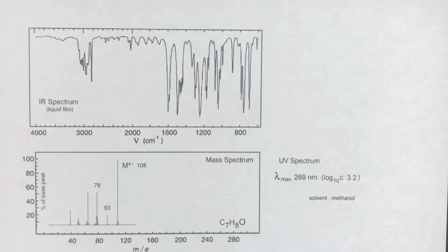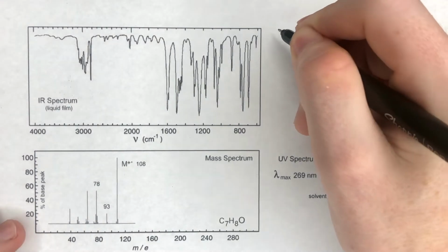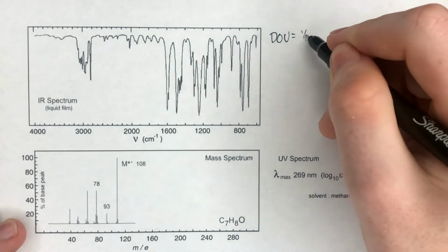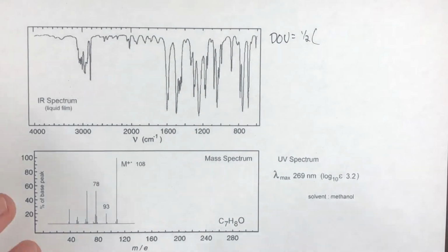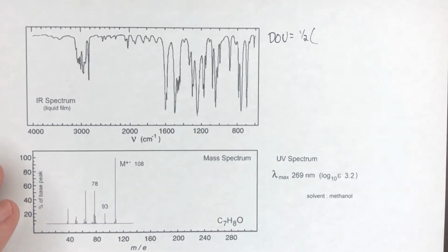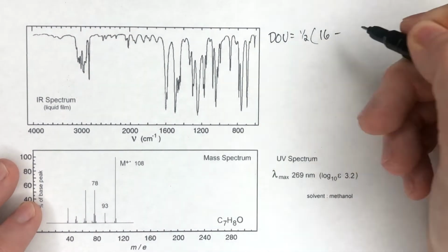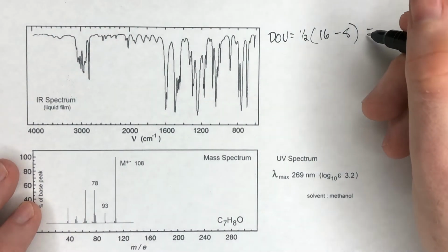All right, here we have the next question. So again, let's start with the molecular formula. So we have C7H8O, so let's do our degrees of unsaturation. That is 1/2 the number of hydrogens if the molecule is saturated, which is 7 times 2, which is 14, plus 2, which is 16. Minus how many are actually there, which is 8. 16 minus 8 is 8, divided by 2 is 4.